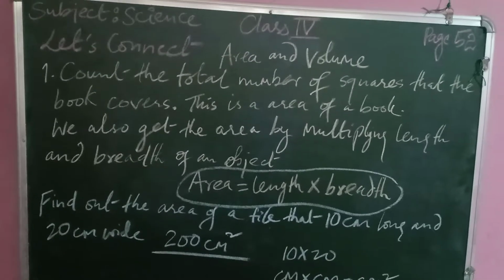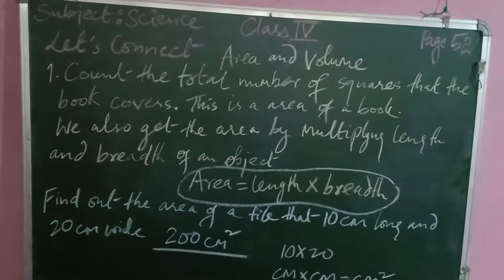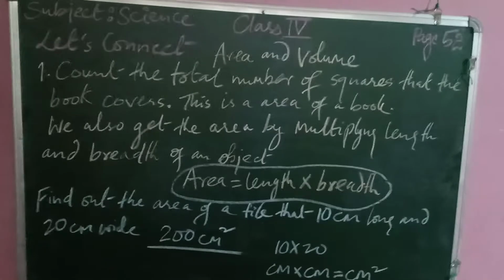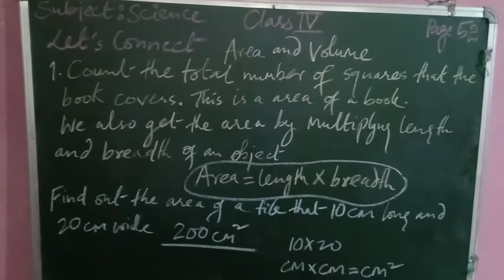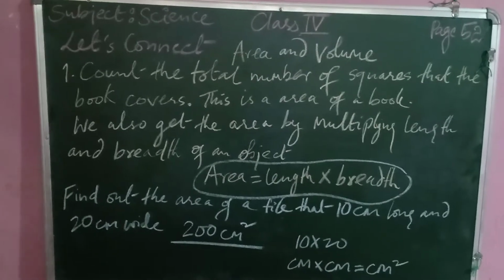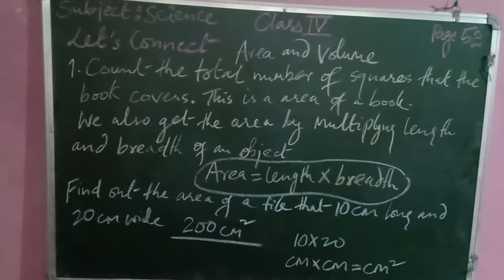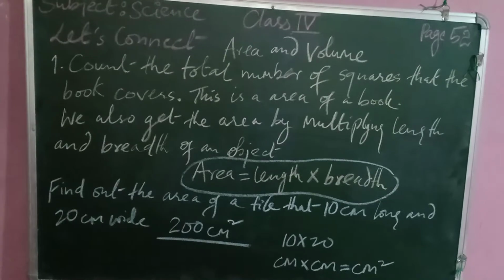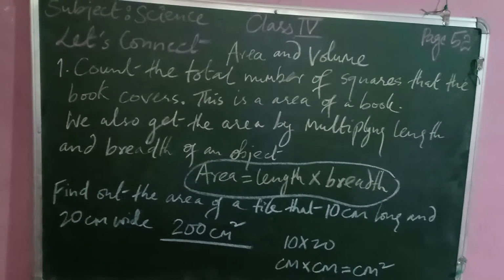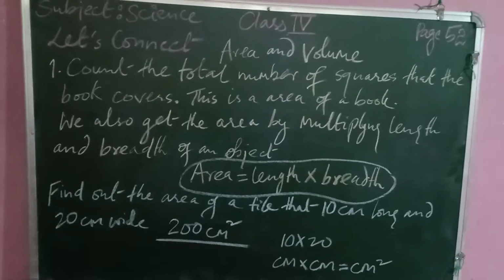Moving on, let's begin with the Let's Connect questions. The area and volume. We're going to talk about what is area and what is volume in these two questions. Question number 1, count the total number of squares that the book covers. This is the area of the book.